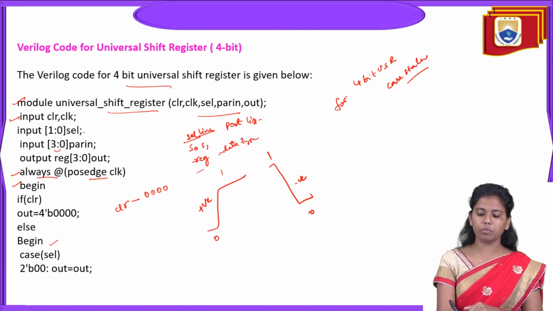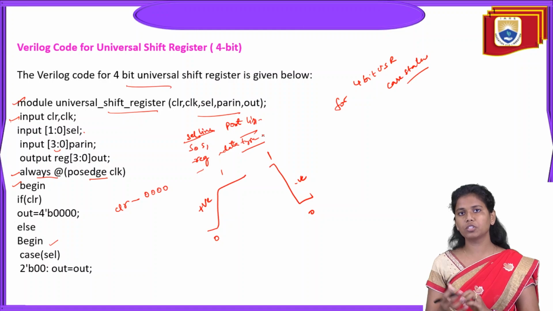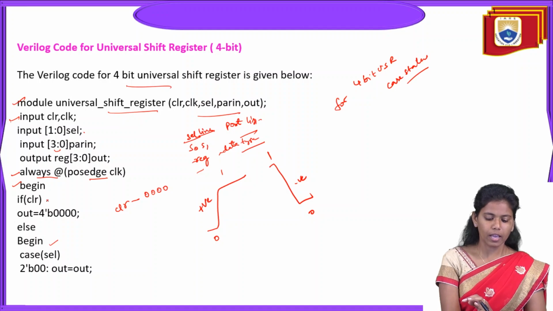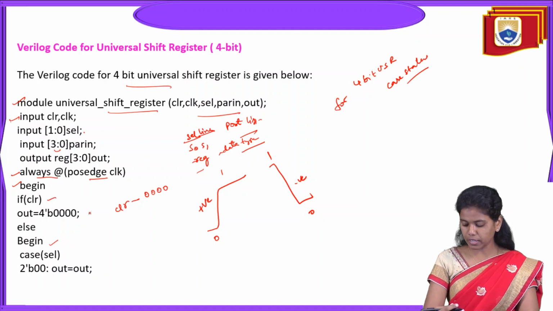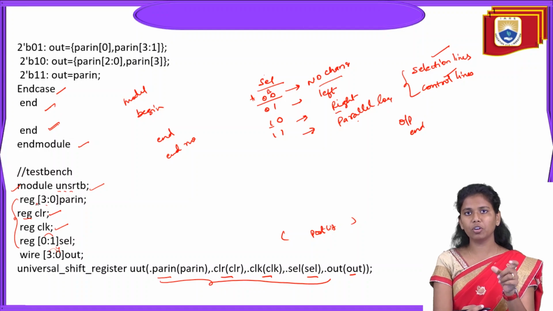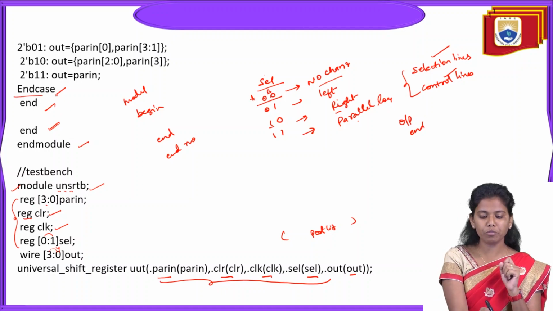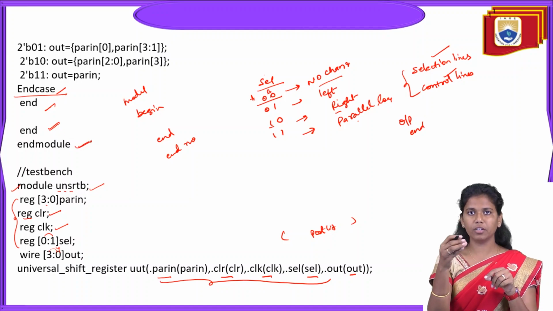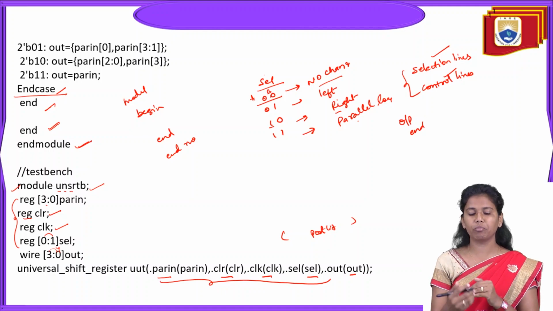Based on the selection lines, we can know how the bits are shifting towards the right or towards the left, and also how the bits are loading parallelly. This is how you have to write it. Finally, you need to terminate your code with end case and end module. As you started your code with the case statement, you have to terminate with end case, and as you started with the keyword module, you have to end with end module. This is how you have to write your code.